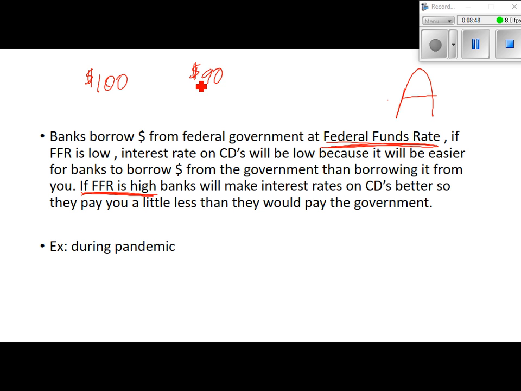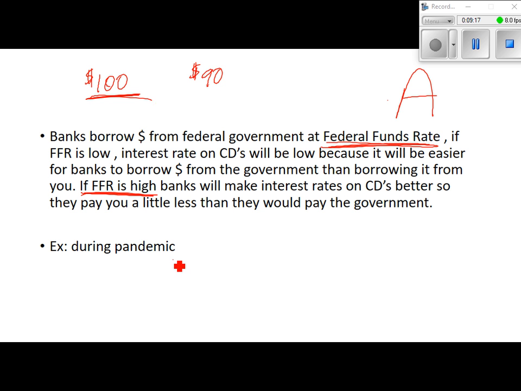All right, so if the FFR is high, then they're going to try to get you to get into a CD account and pay you a little higher interest, but not so high that it's more than the money they would be paying the federal government if they borrowed money from them. So CDs are money that they're borrowing from you, and they're going to pay you back in interest, but they're going to still try to make as much money as they possibly can.